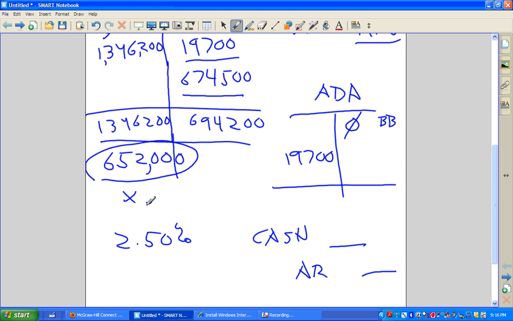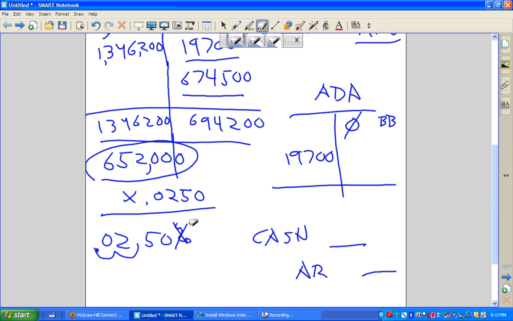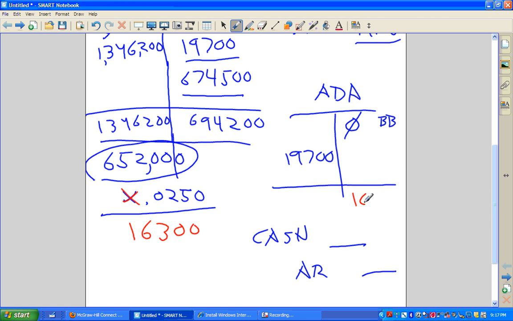Take this number and multiply by 0.025. Be careful, right? I moved the decimal place twice, and that's where I get the 0.025. Get rid of the percent. When I do the math here, and I won't show you the math, I get 16,300. This is 16,300 now. This times this, and that is my final balance here. I have to make it my final ADA balance.